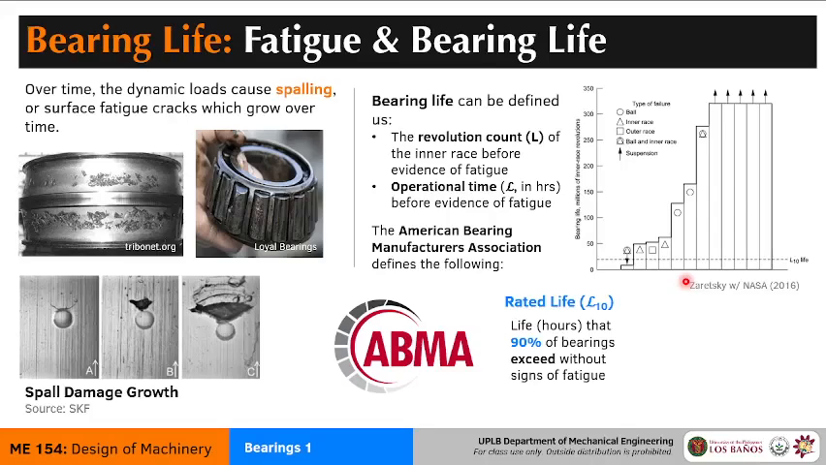But because there is some unpredictability with the manufacturing of the bearings, some of them will survive, some of them will not survive. The important thing is that a lot of them, especially 9 out of 10 of them, will survive the rated life. So this rated life is normally 10 to the 6 revolutions or 1 million cycles. Now, okay, so this is rated life.